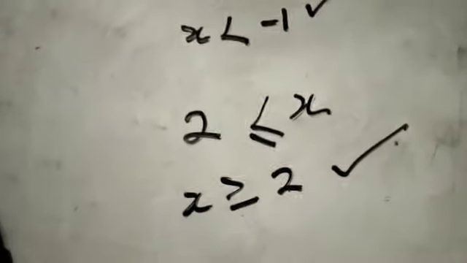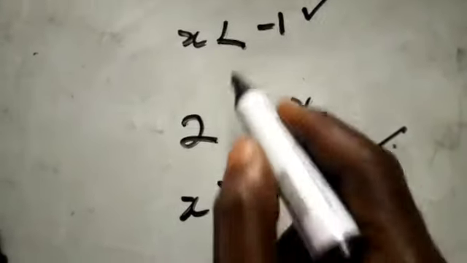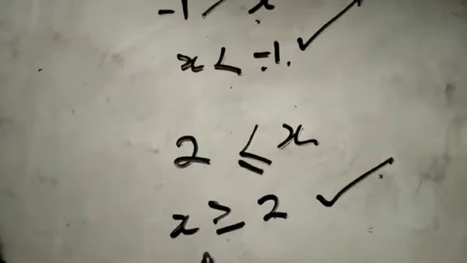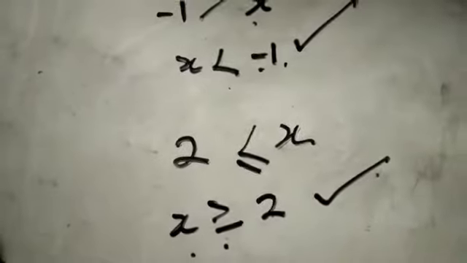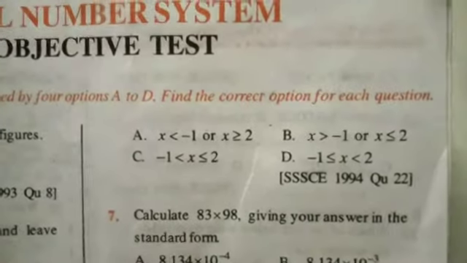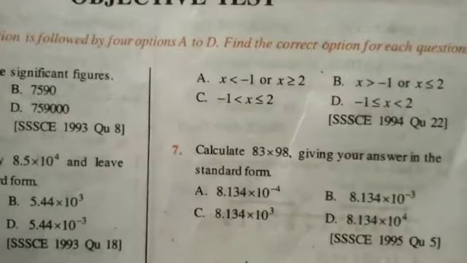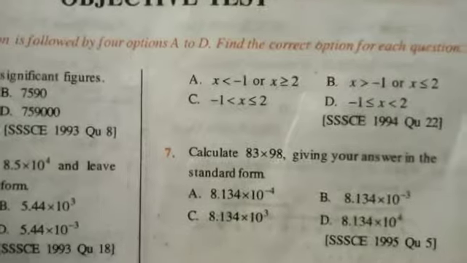So from this question, x is less than -1, or x is greater than or equal to 2. So let's check the options available over here. These are the options that we have. So let me see which one qualifies. Yeah, of course, that is A. Is that okay? So x is less than -1, or x is greater than or equal to 2. Alright, perfect.